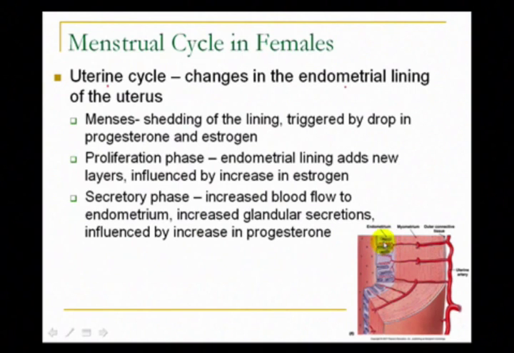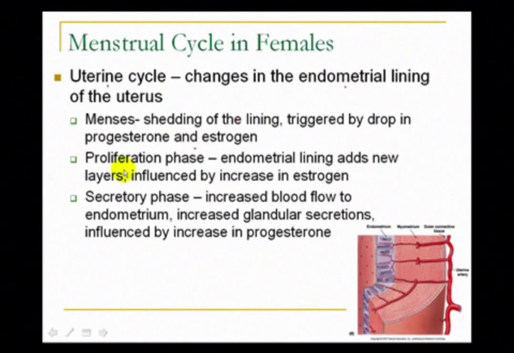And then the inner layer lining the lumen of the uterus is called the endometrium. This is what changes during your monthly cycle and gets shed. It's a cycle, so you just have to pick somewhere to start. So we're going to start with menses, which is the shedding of the lining, or menstruation, which happens once a month. This is triggered by that drop in progesterone and estrogen if fertilization of the egg does not occur. So in that case, you're shedding the endometrium.